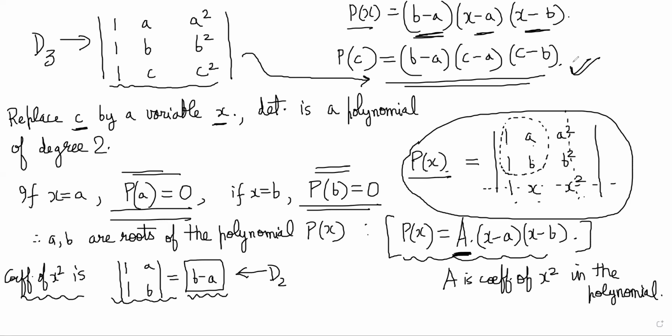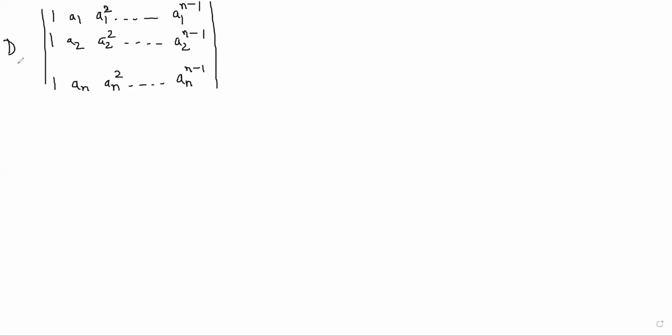Now, what will I do here in general? If I look at the general determinant, it looked like this: 1, a2, a2 square, and so on, up to a2 power n minus 1, and finally 1, an, an square, and so on, till an power n minus 1. Let's call this dn, right? This is the determinant that we wanted to start by evaluating. I will follow the exact same method.